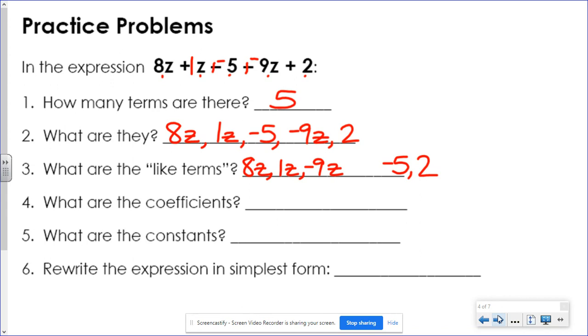Coefficients are the numbers in front of variables. So I've got an 8, and I've got a 1, and I've got a negative 9. Constants are the numbers with no variables. So negative 5 and 2. And then simplest form is, let's clean this up. So let's put all of our z's together. I have 8 z's plus 1 more z. Now that's up to 9 z's. 9z plus a negative 9z. Take a second, think about that. Those are just going to cancel out. I have no z's in my final answer. All I have left is this negative 5 plus 2, which is negative 3. So we started with 5 terms. We get this down to simplest form, and all it is just a negative 3.